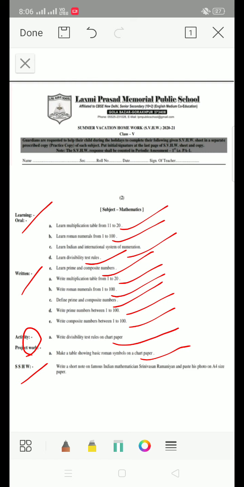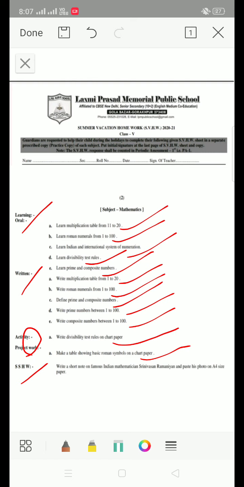You all know the basic Roman symbols are 7 symbols. They are I, V, X, L, C, D, M. What you have to do is make 2 columns on the chart paper, and in the first column you have to write Hindu Arabic numbers, that is 1, 5, 10, 50, 100, 500 and 1000. In the second column you have to write Roman numerals, and you have to write below it I, V, X, L, C, D, M beside the Hindu Arabic numerals.